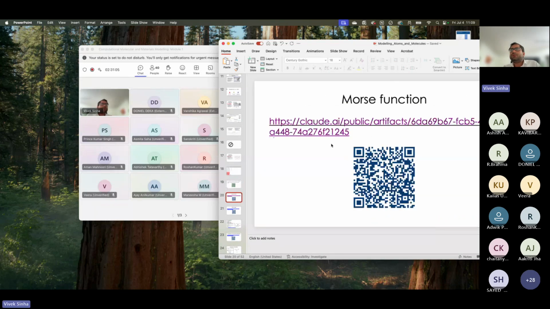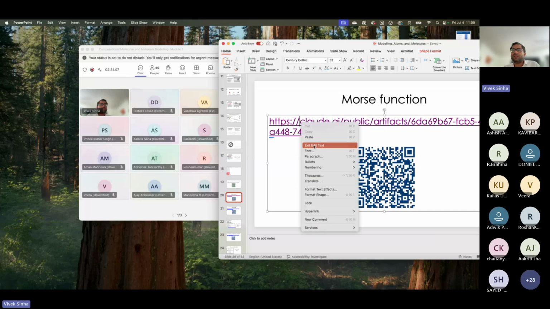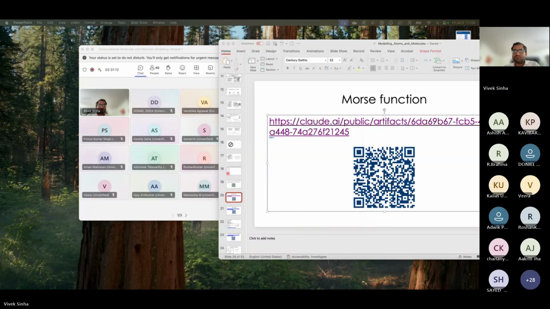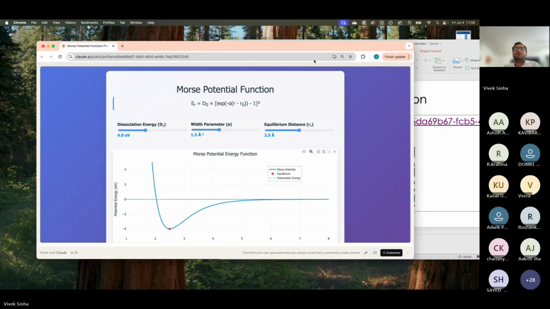So we had the paper, we have the Morse function. So we were looking at that. Let's open the hyperlink. I hope you can see the artifact.